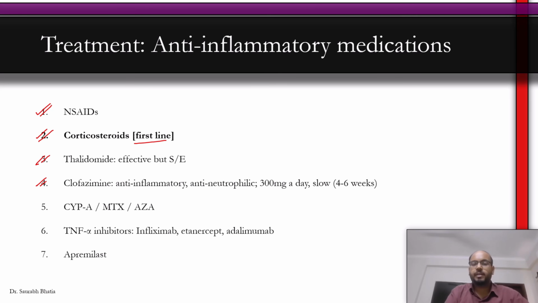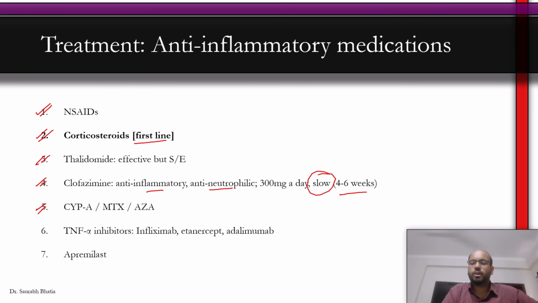Clofazimine is an anti-inflammatory, anti-neutrophilic molecule. About 300 milligrams a day is enough, but you can taper the doses according to severity. But it's a very slow-acting drug. It takes about 4 to 6 weeks to properly act. It has its own side effects. We have discussed clofazimine in a separate video. You can find it again on the Leprology playlist.